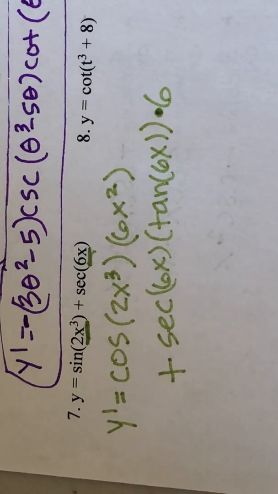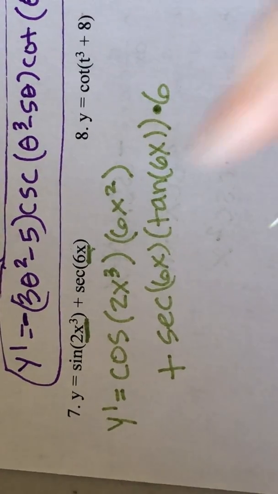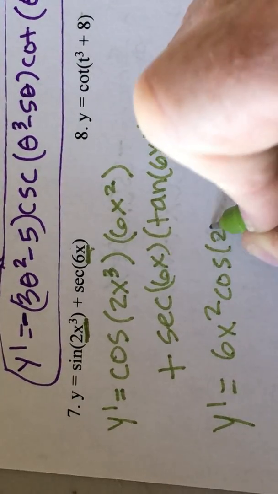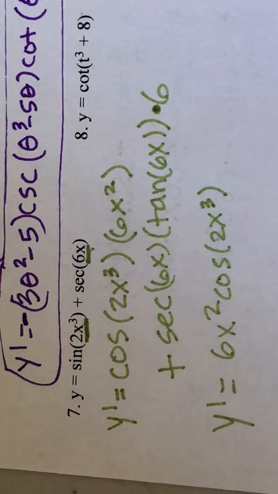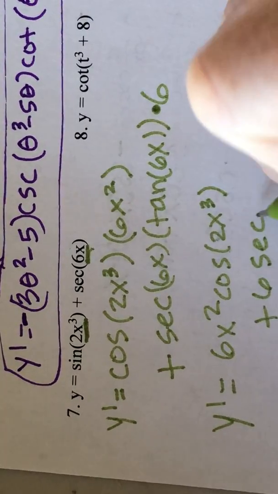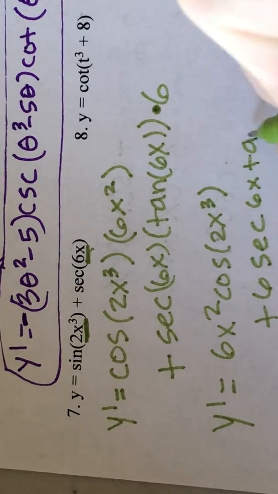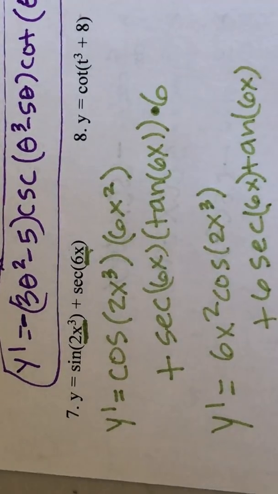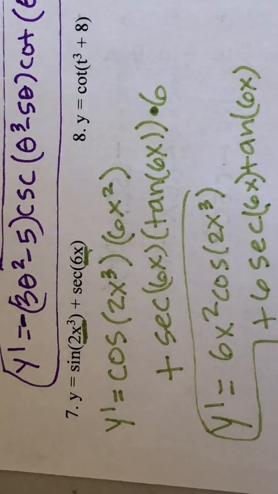Okay? So y prime equals 6x squared cosine 2x to the third plus 6 secant 6x tan 6x. Okay, that's your y prime there, your derivative.